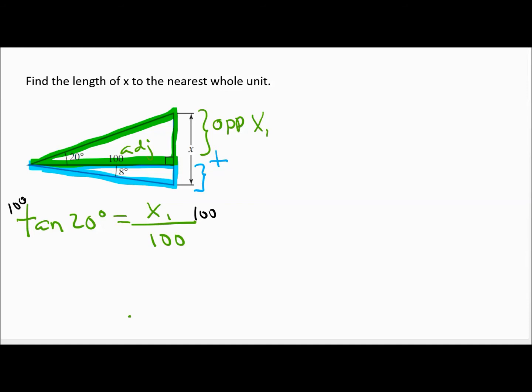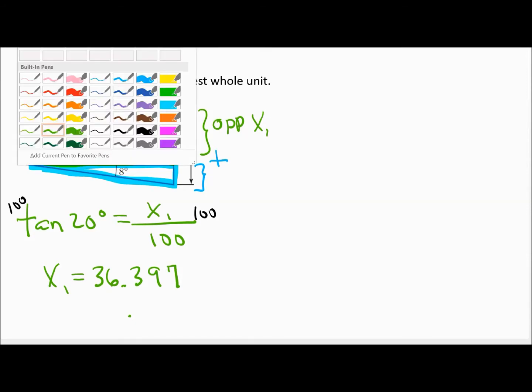So I have 100 times the tangent of 20 degrees, and that gives me 36.397. I'm going to go ahead and take that out several decimal places. In the end, it's not necessary that it goes out that far, but I want to make sure that we go past what it asks for. So 36.397. Now let's work with our blue triangle.